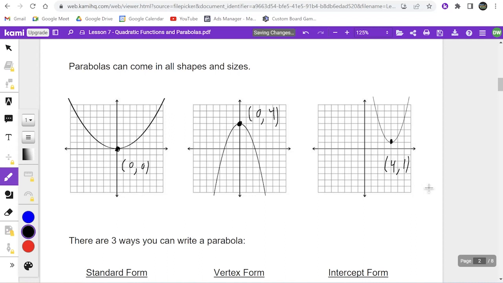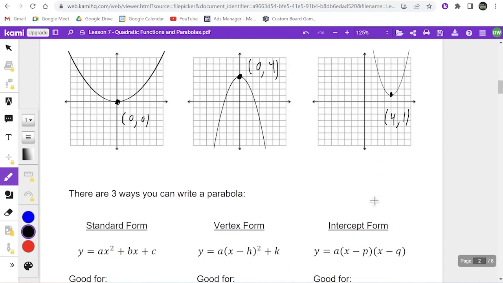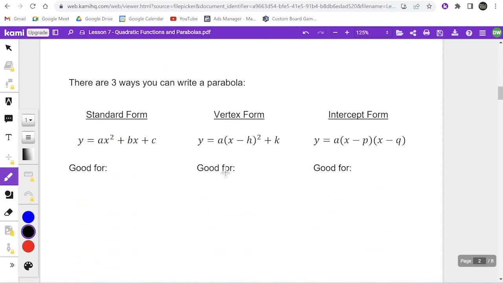And so, of course, you can put the vertex wherever you want. You can have the parabola open upwards or downwards. And there's a bunch of different ways we can write the equation for that. As a matter of fact, here are 3 ways we see before us: standard form, vertex form, and intercept form.